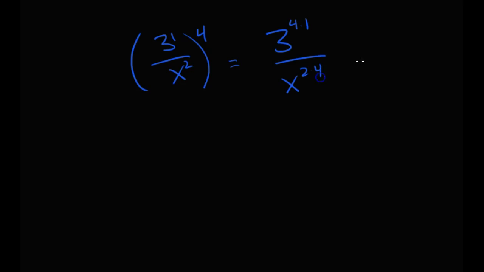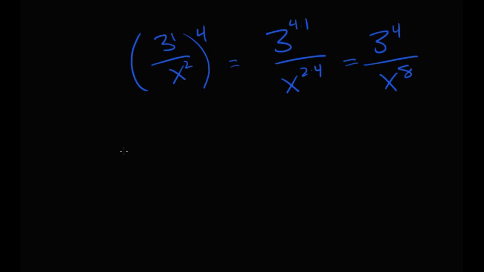It works also in this situation where we have a fraction or division going on within the brackets. Remember, that's 3 to the 1, so we would do 3 times 4 times 1, and we would do x, 2 times 4, and we end up getting 3 to the 4th over x to the 8th.